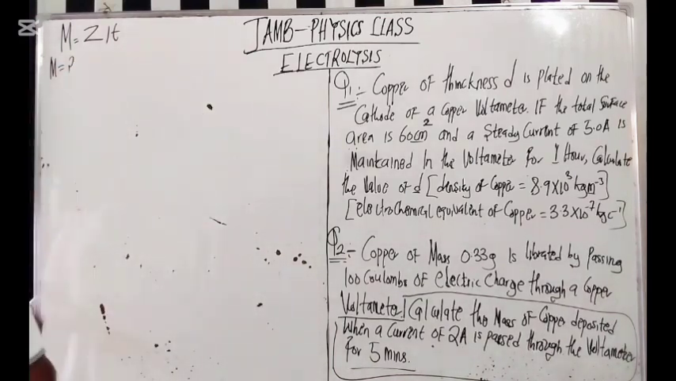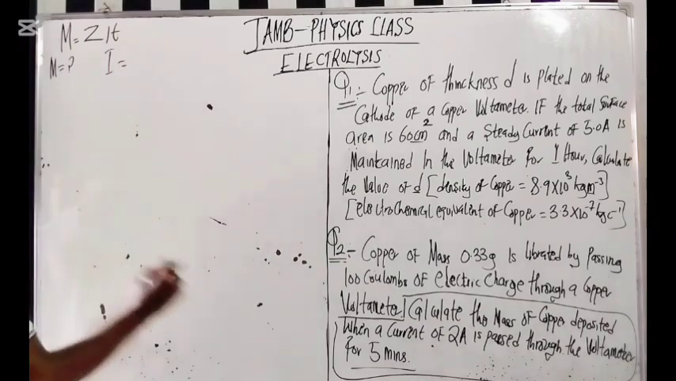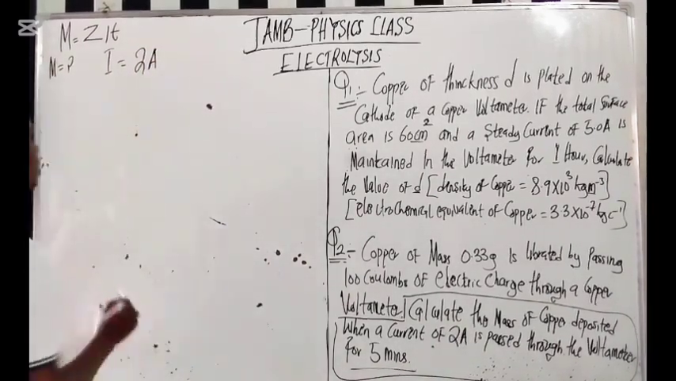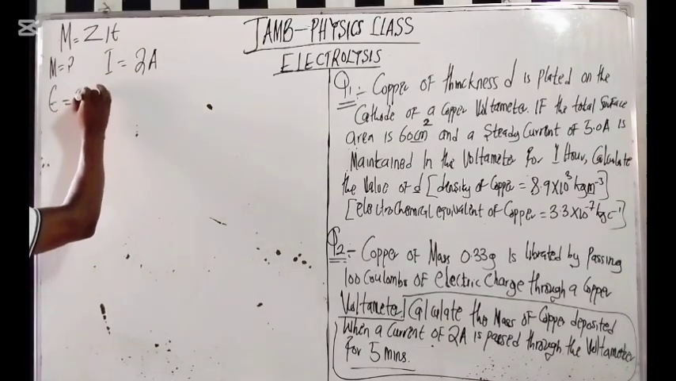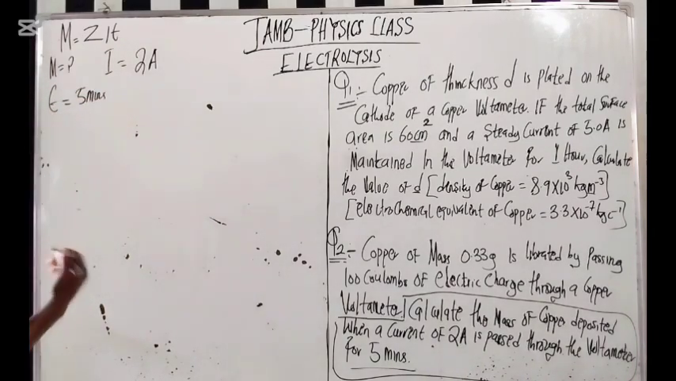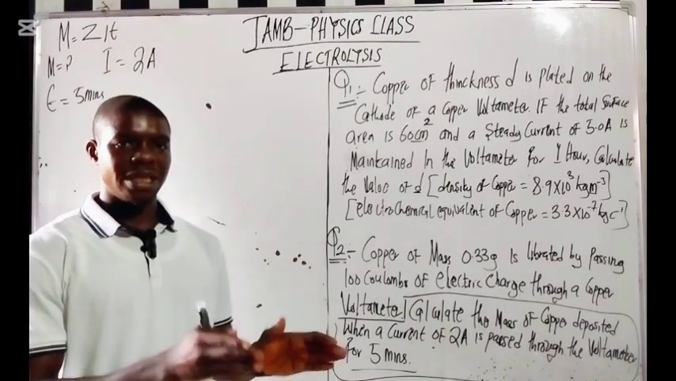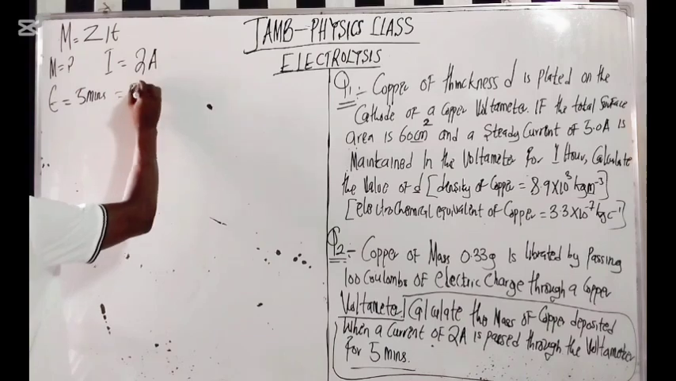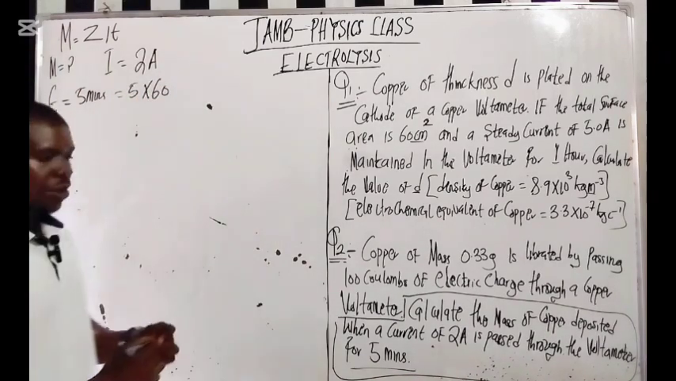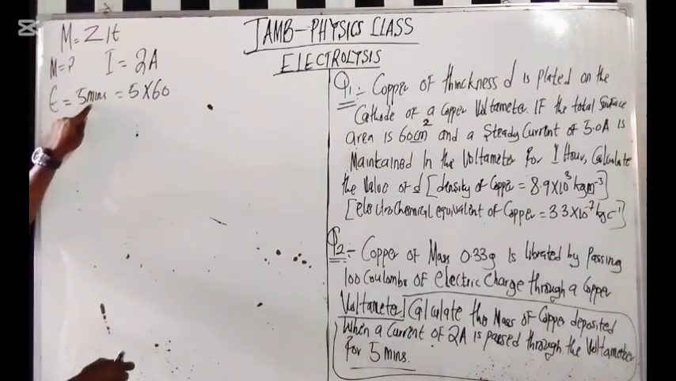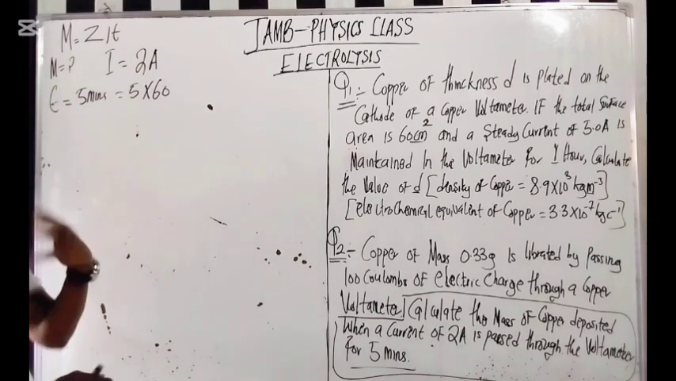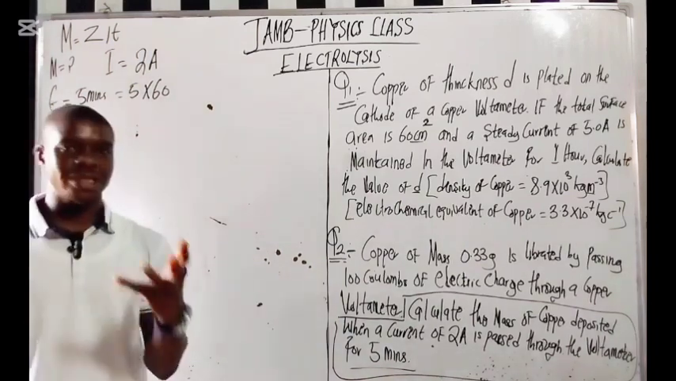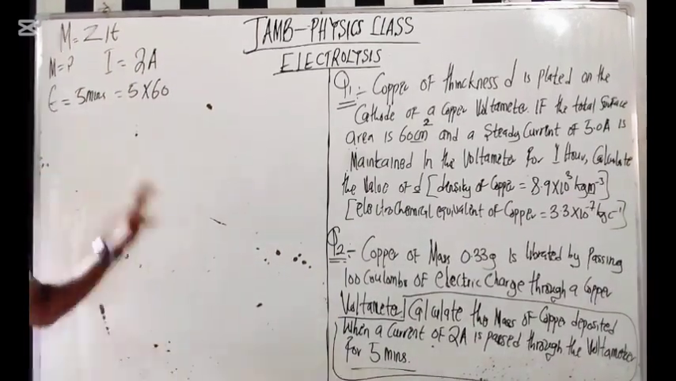Now I know my I. What is my I? My I here is 2 amperes, right? Now the time T is equal to 5 minutes. Of course you are converting minutes to seconds by multiplying by 60. So it will be 5 times 60. Do you see that? Because the time is given in minutes here, but we cannot use minutes in the calculation. You have to convert to seconds. So to convert minutes to seconds, you multiply by 60, right? So it will be 5 times 60.